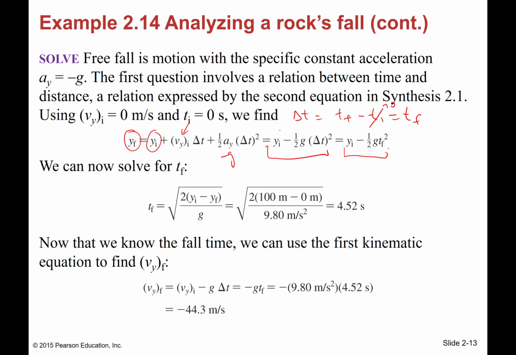And from here, I know y final, which is 0. I know this is 100. So then I can solve for this, and I get that it's 4.52 seconds. That's the time it takes to fall 100 meters.